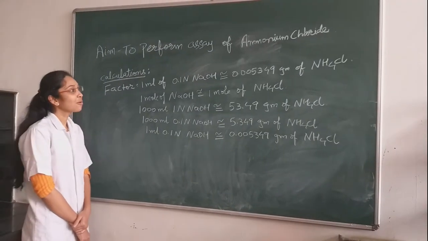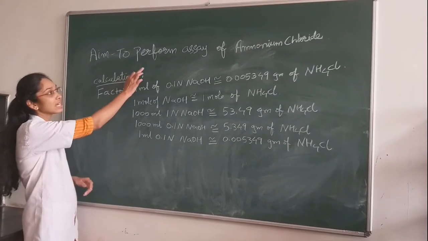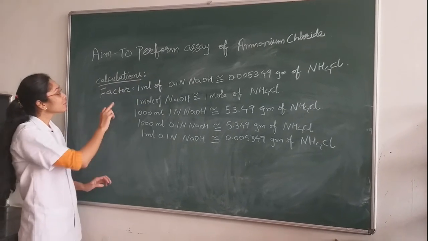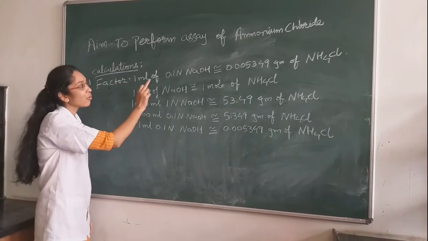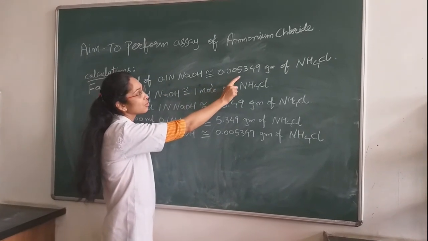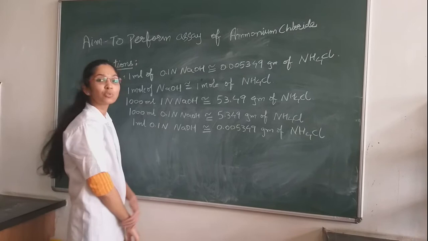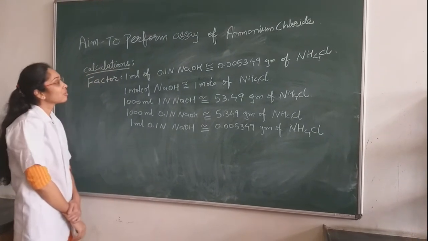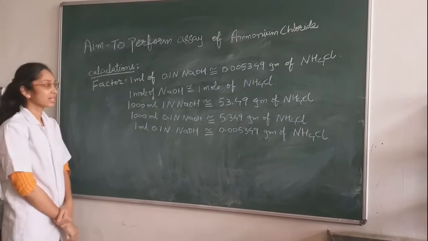So students, now we will see the calculation for assay of ammonium chloride. So the factor is 1 ml of 0.1 normal NaOH is equivalent to 0.005349 gram of NH4Cl. So first of all, let us see how to calculate the factor.